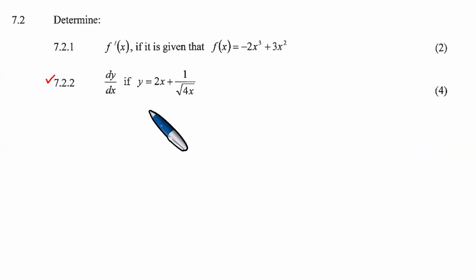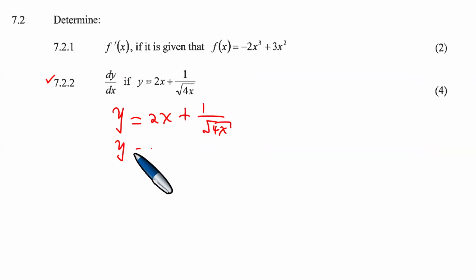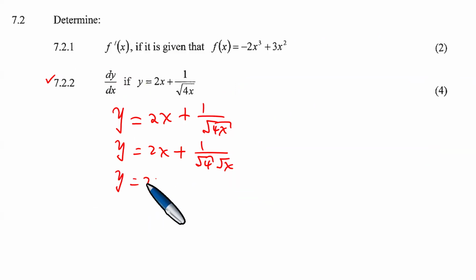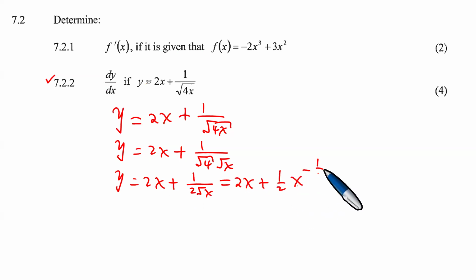Right, in the next question, we attempt question 7.2.2, and now this involves some radicals in the denominator, and we have y equals 2x plus 1 over the square root of 4 square root of x. Okay, the square root of 4 is 2, so it is 1/2 the square root of x. So which is 2x plus 1/2 x to the minus 1/2, like this.